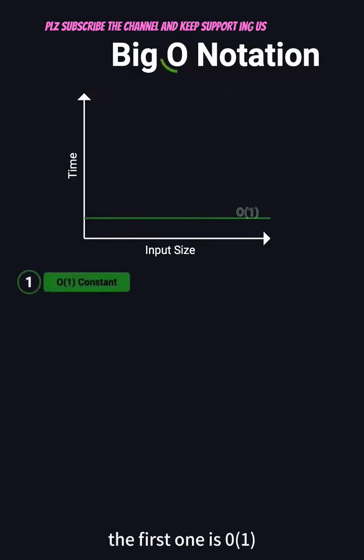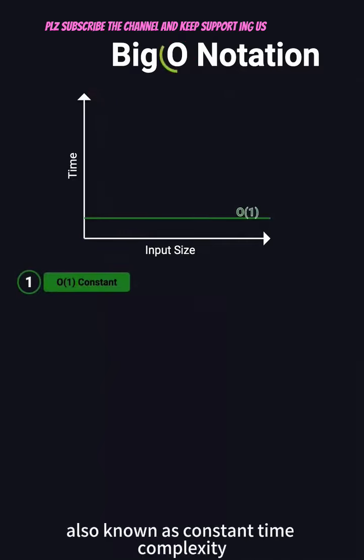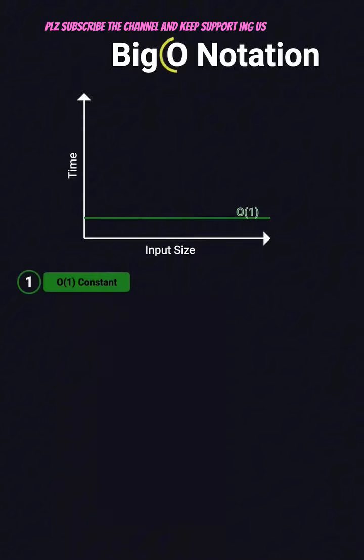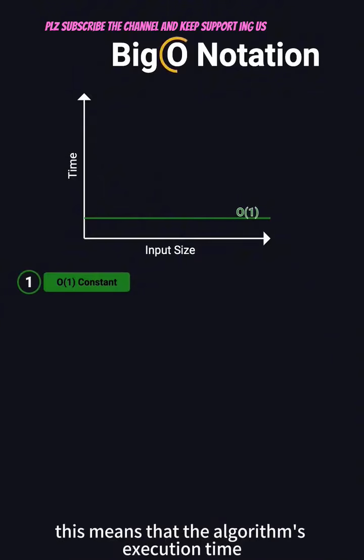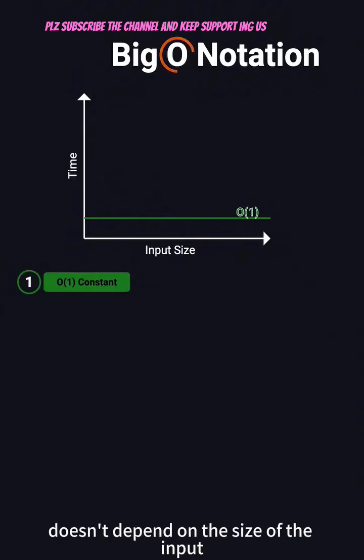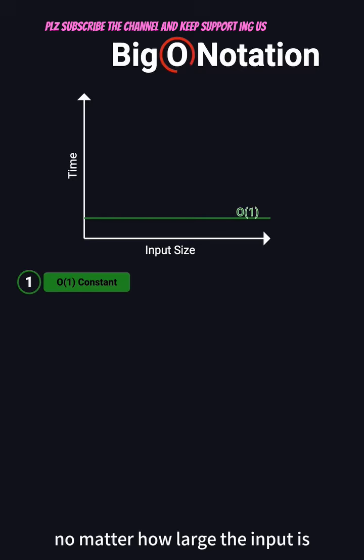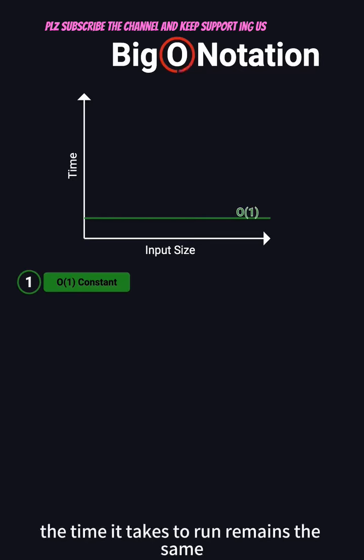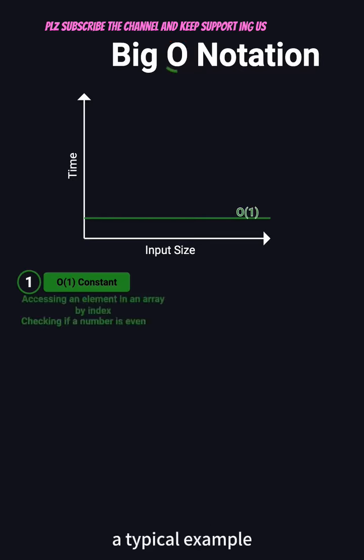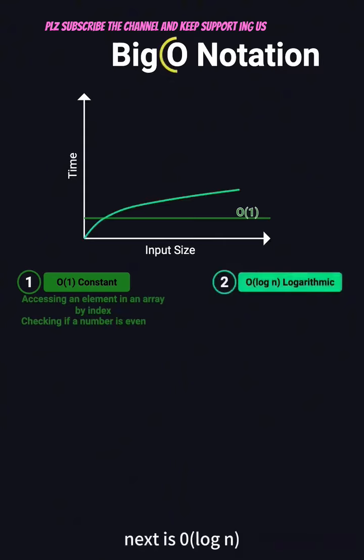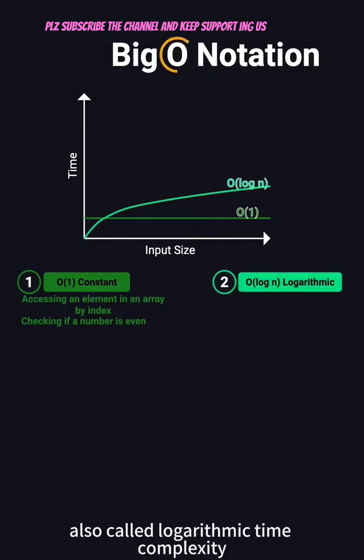The first one is O(1), also known as constant time complexity. This means that the algorithm's execution time doesn't depend on the size of the input. No matter how large the input is, the time it takes to run remains the same. A typical example would be accessing an element in an array using an index, or checking if a number is even.